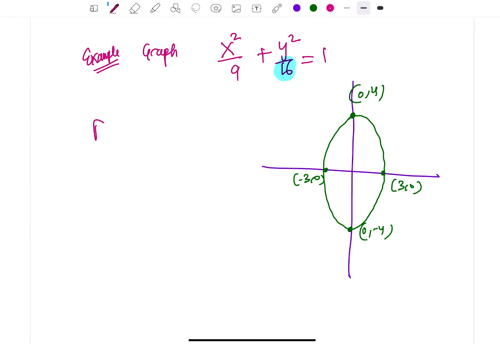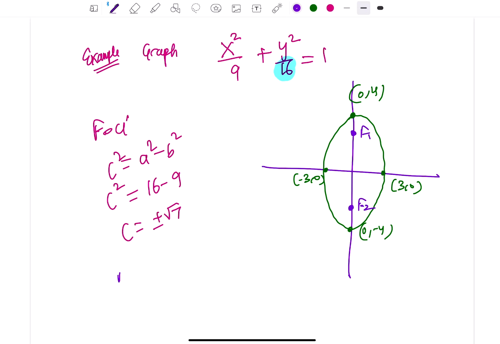To find the foci, we need to use c squared equals a squared minus b squared. a squared is the bigger number, keep in mind. 16 minus 9 is c squared. c is equal to plus or minus square root of 7, which is a little between 2 and 3. So that would be the coordinates of the foci. F1 will be (0, root 7) and F2 will be (0, negative root 7), because they're along the y-axis. And the center was (0, 0) in this case.